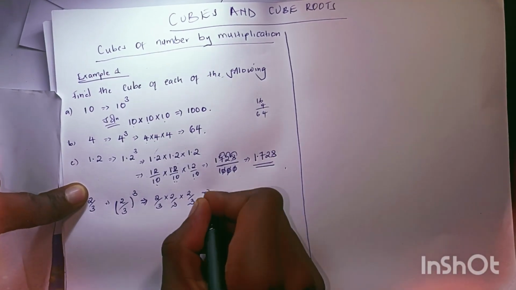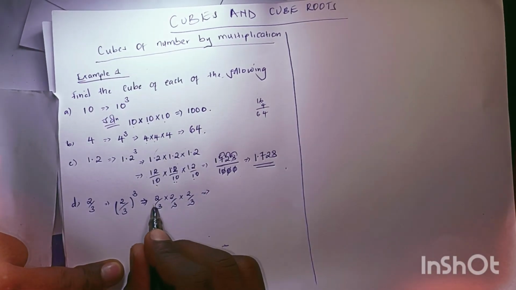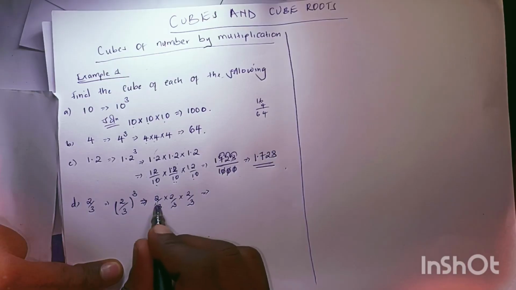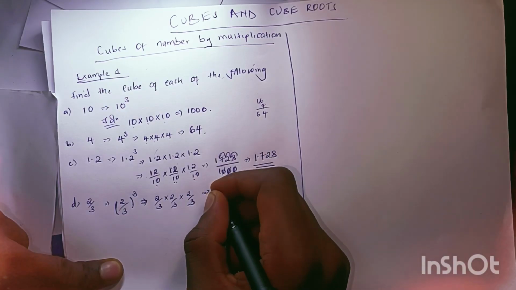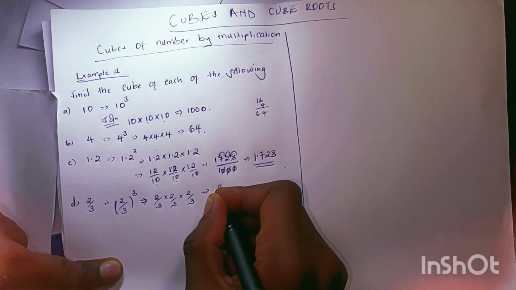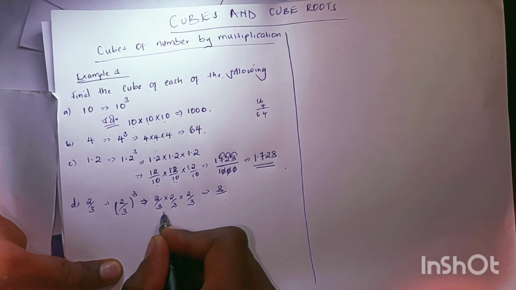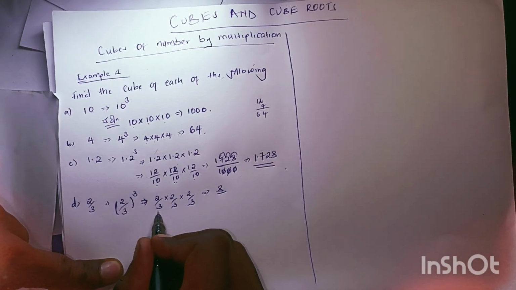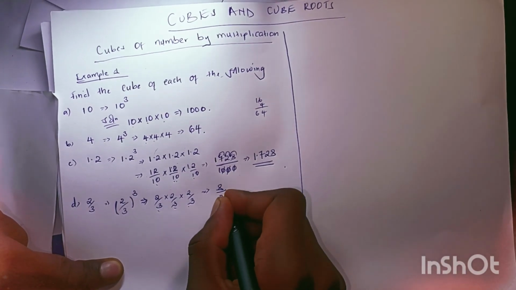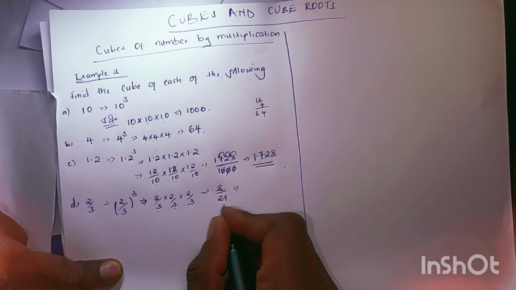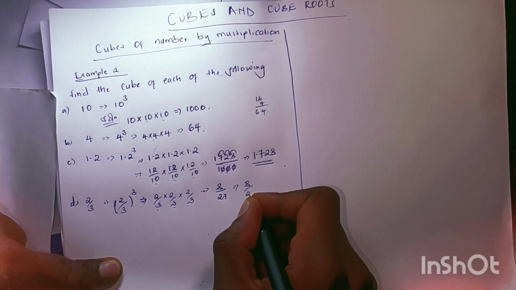Then after writing that one, I'll multiply the numerator. I find the cube of the numerator. This means that I have to take 2 times 2 times 2. 2 times 2 is 4. 4 times 2, I'll be able to get 8. What about 3 times 3 times 3? 3 times 3 is 9. 9 times 3 is 27. My answer is 8 all over 27.